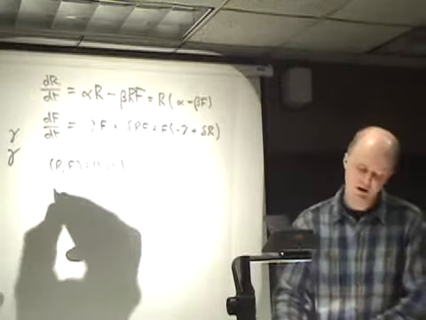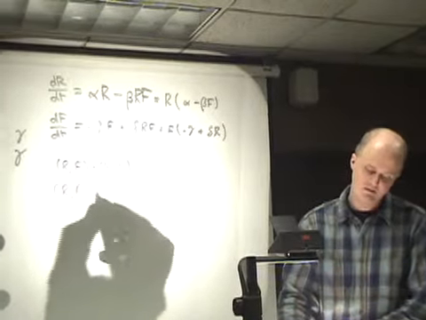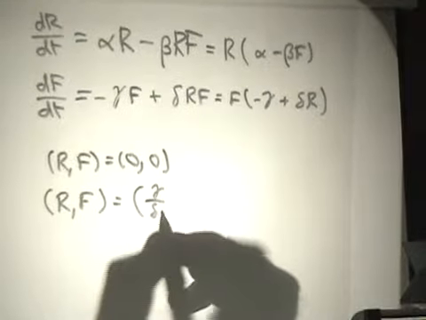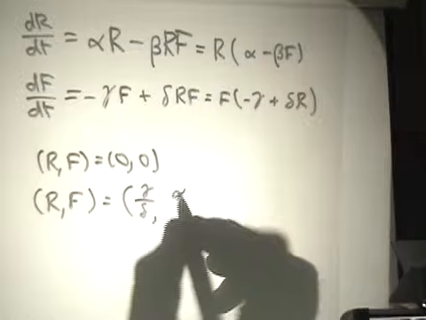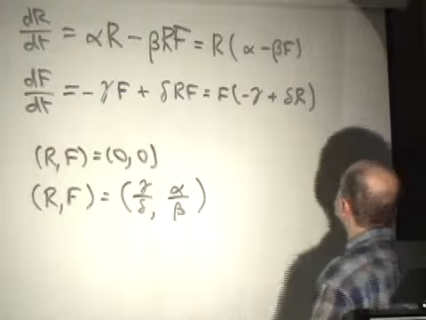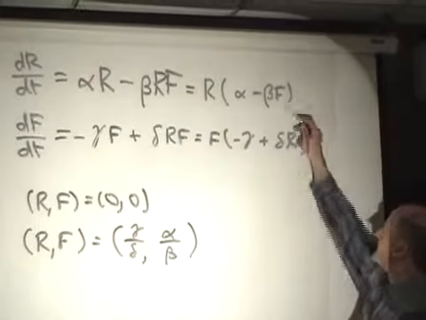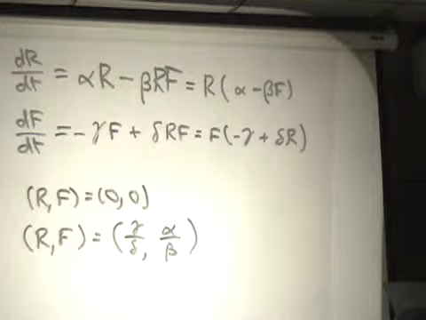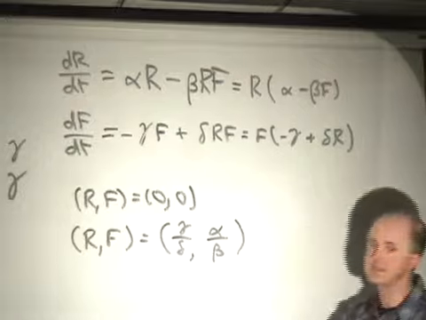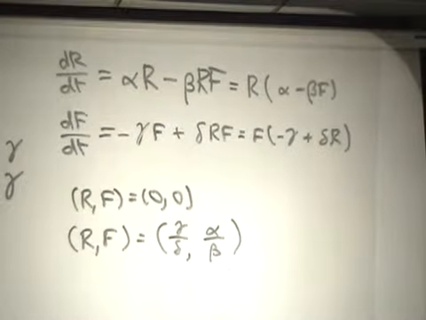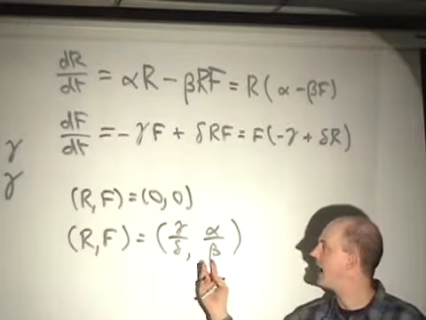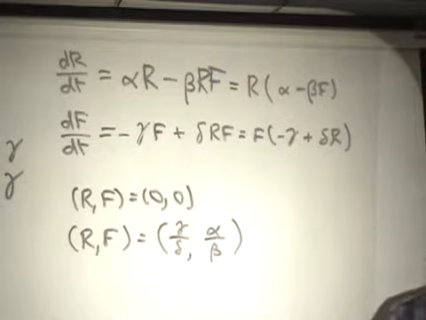But also, if you think about it a little bit and read the book, if R is gamma over delta and F is alpha over beta, those will make these things 0, making both right-hand sides equal to 0, making, therefore, both derivatives equal to 0. And if it starts at 0, it's going to stay at 0. And so this point, thought of as a function of time, a constant function of time, is also an equilibrium solution.